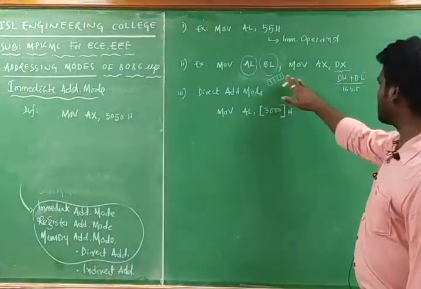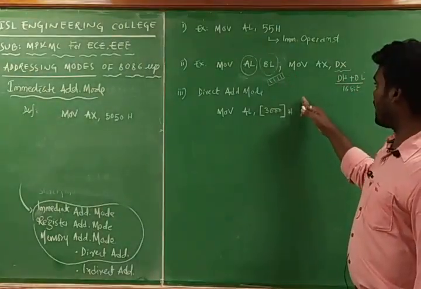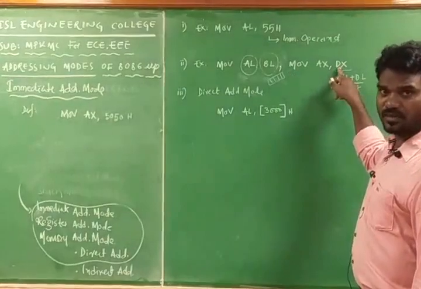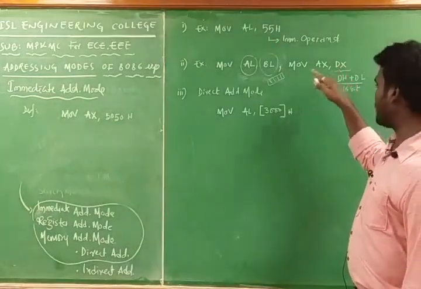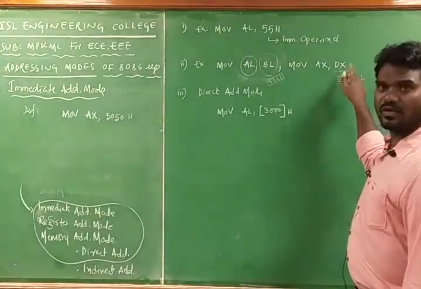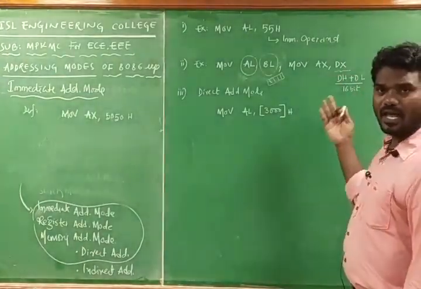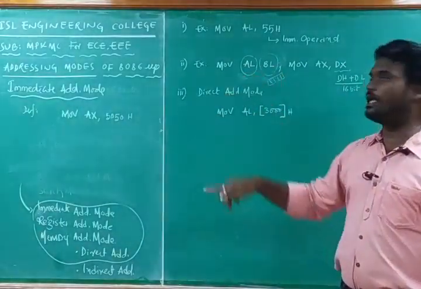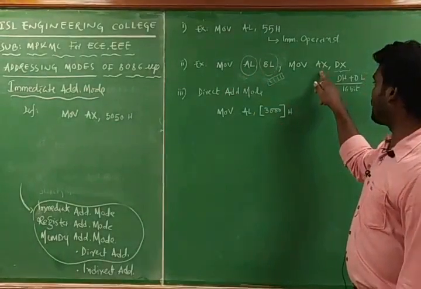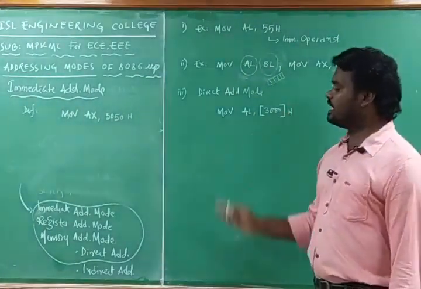We have discussed what the source operand is and what the destination operand is. In such an instruction, the 8086 microprocessor directly goes to DX. That means it finds the operand at DX, accesses that operand, and moves it into the destination operand, that is AX. This is register addressing mode.